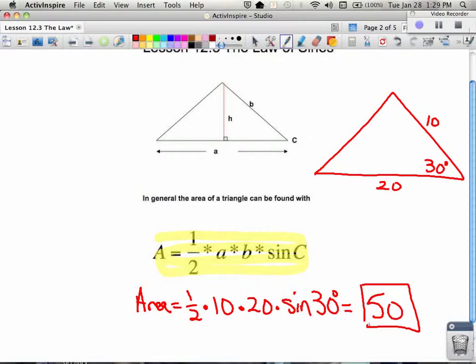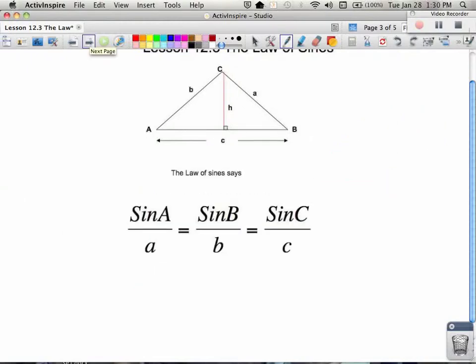I don't know what the units would be right now, but whatever they gave you would be in some kind of units squared. Basically, you take 1/2 times the two sides times the sine of the sandwich angle in between, and that will give you the area of any triangle. So this is one of the benefits of knowing why the law of sines came about. This is not the law of sines. This is just an area formula that you can use on any triangle. On this next slide, though, is the law of sines.